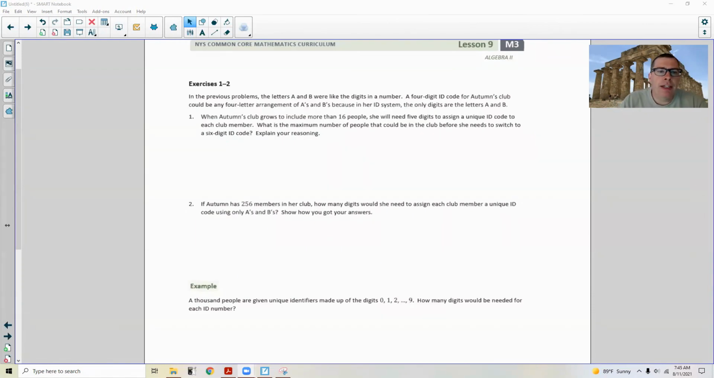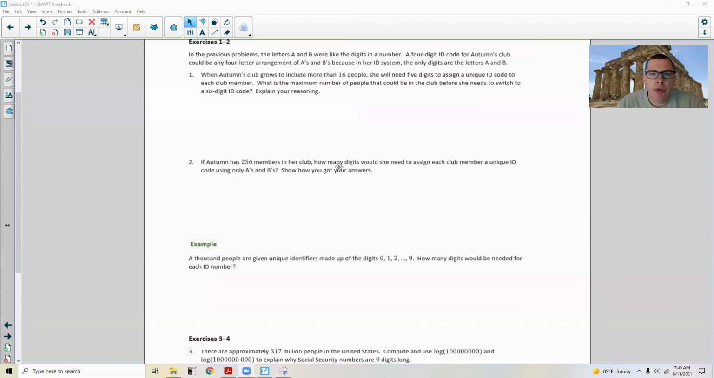Okay, page 3 brings us to exercises 1 and 2. It says in the previous problems, the letters A and B were like the digits in a number. A 4-digit ID code for Autumn's club could be any 4-letter arrangement of A's and B's because in her ID system, the only digits are the letters A and B. Number 1, when Autumn's club grows to include more than 16 people, she will need 5 digits to assign a unique ID code to each club member. What is the maximum number of people that could be in the club before she needs to switch to a 6-digit code, and explain your reasoning?